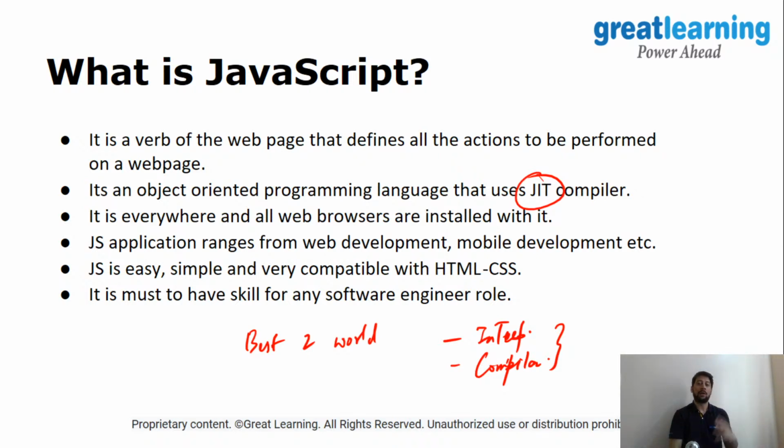So now these are the two things, interpreter and compiler. The JIT uses both of these, the best of these two worlds. Is this thing clear?